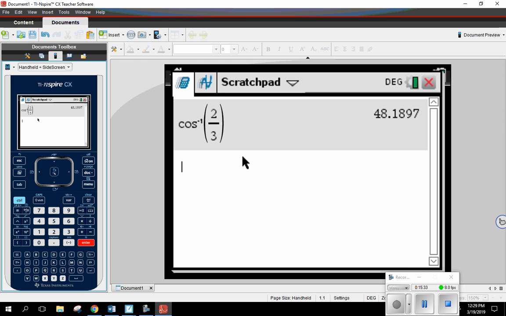Now mine's in degrees, so if I did want it in radians, what could we do? We could change the mode, but how can I just change this one if I wanted to? Pi over 180, there you go. So I can multiply that by pi over 180. So this one we'll just go ahead and leave in degrees. But here's the thing, this one is actually going to give me 2 answers. And how do we know that?